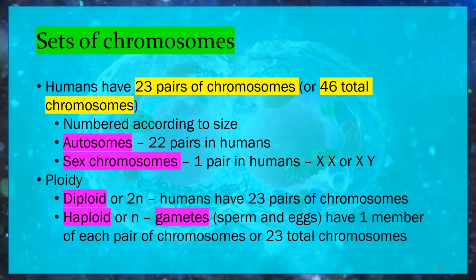Ploidy means we have a diploid, or 2N, so humans have 23 pairs of chromosomes, or a haploid, or N, which is a gamete, which is either a sperm or an egg, a sex cell, which has one member of each pair of chromosomes, or 23 total chromosomes.